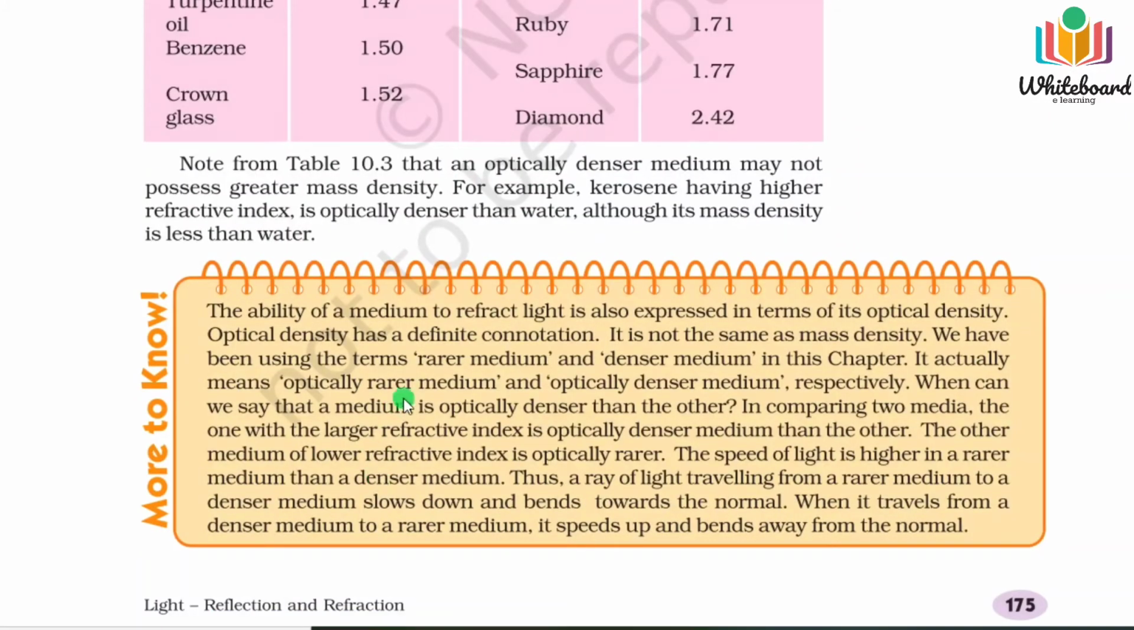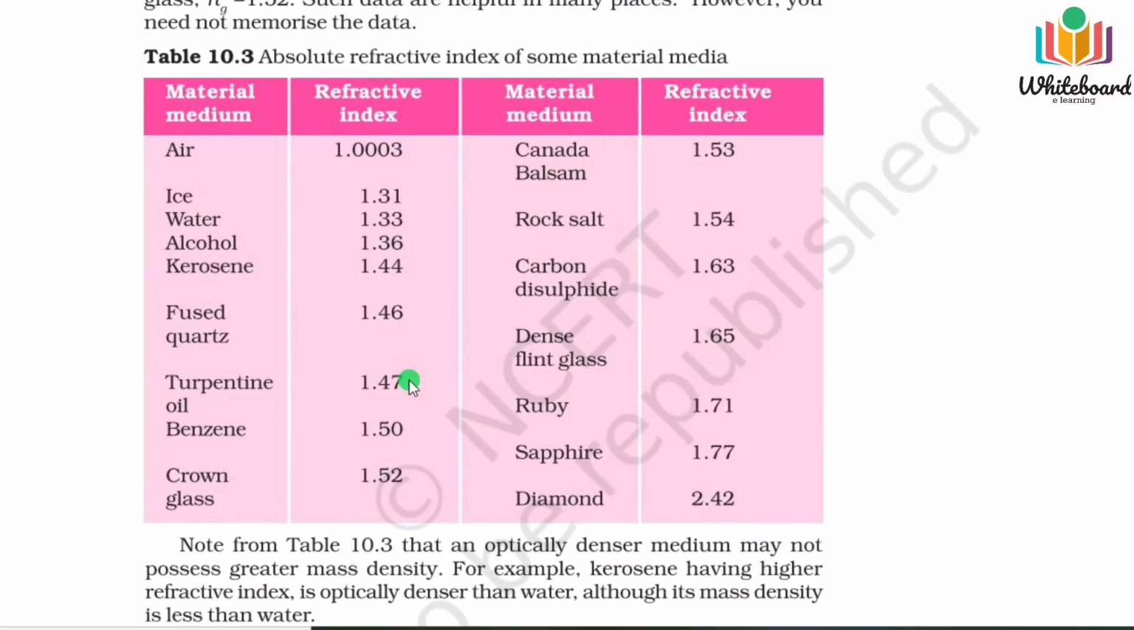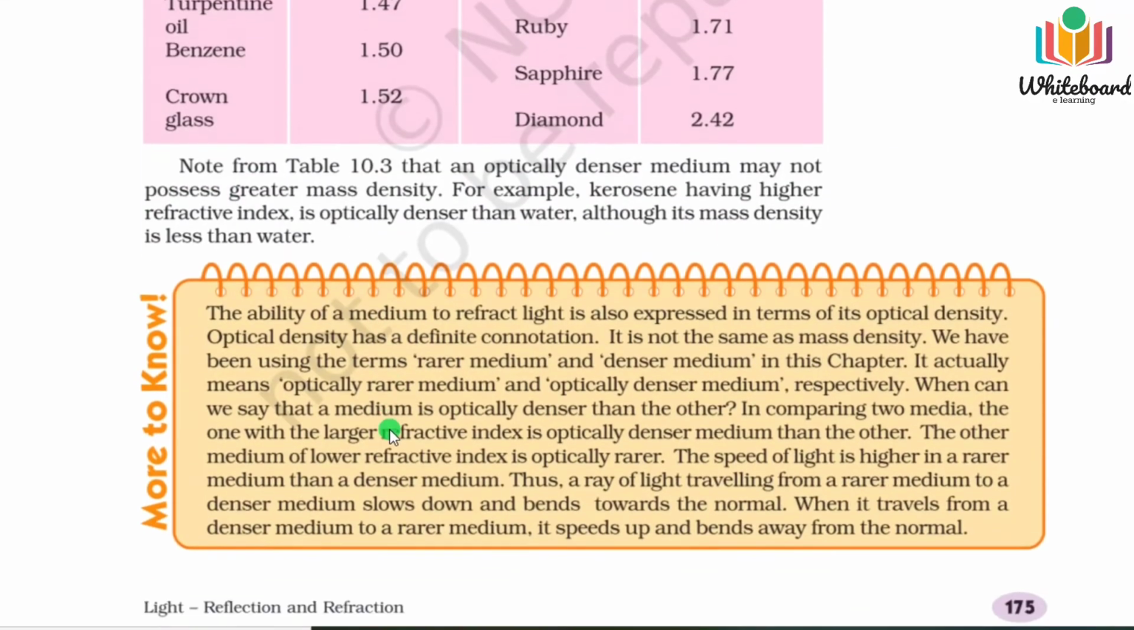So actually optical density is not the same as mass density, where we say density is equal to mass by volume. That density is not what we are talking about here. Here the density is optical density. Optical density is somehow different from mass density.